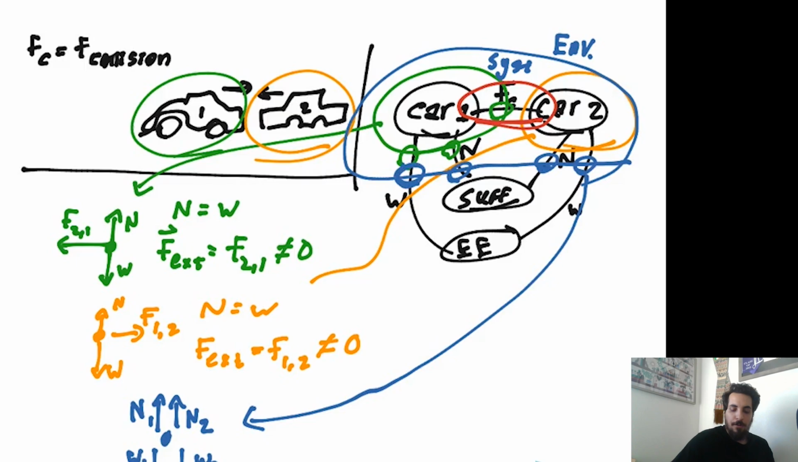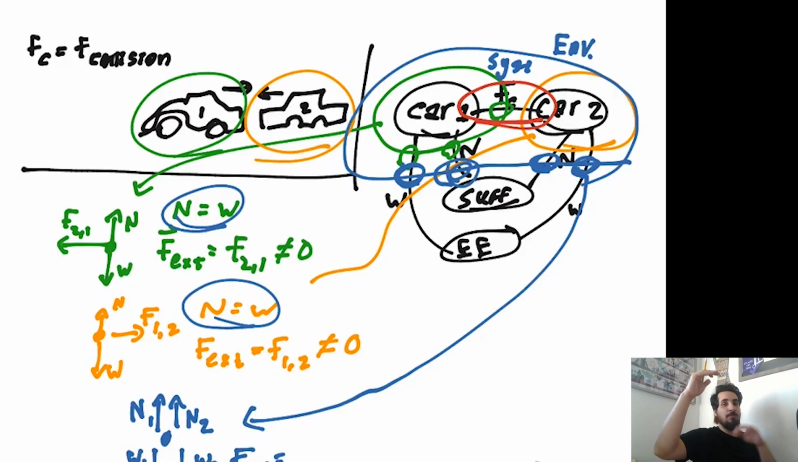Those are our 4 different interactions that cross our boundary. And we know that the normal force is equal to weight for both of the cars. So what does that mean? That means that if we were to map out the net external force, it's going to be the normal force minus the weight. Those all cancel each other out, meaning that the external force here is 0.